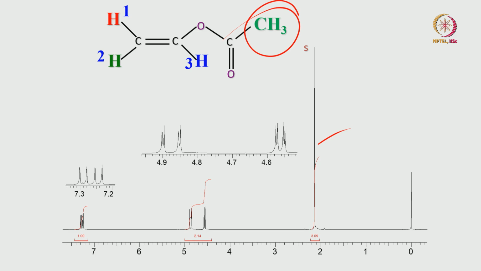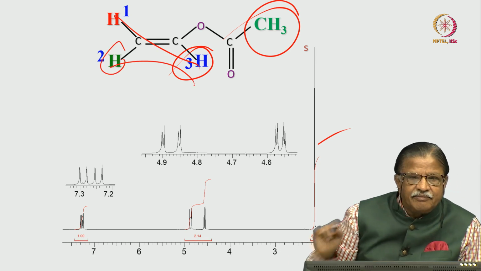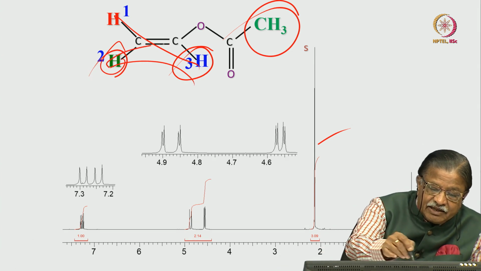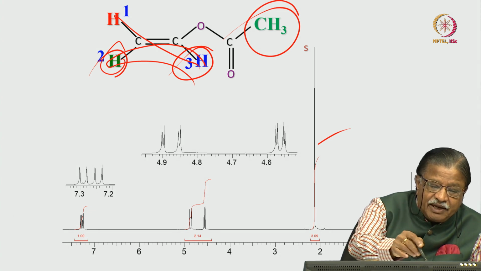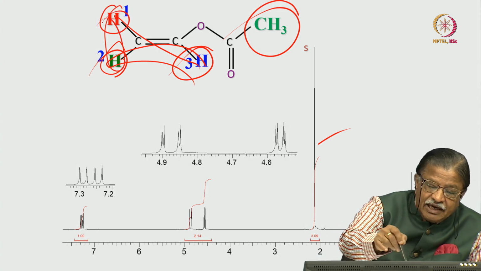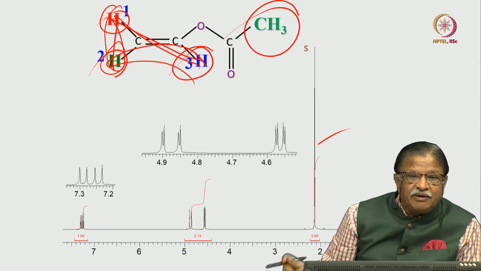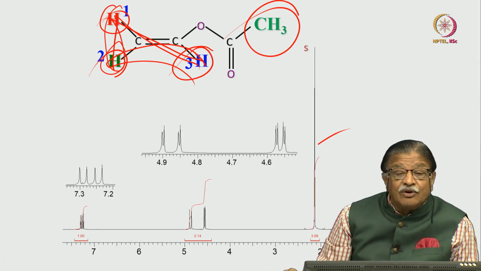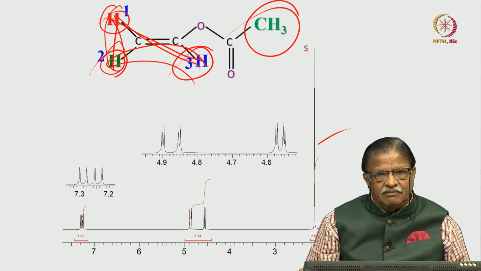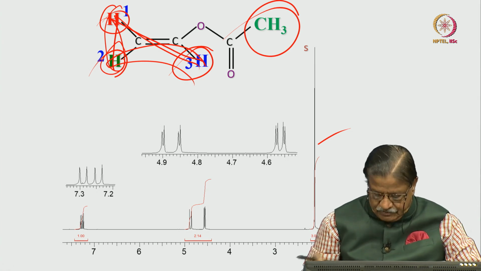Now look at this; if you want to analyze this, you have to consider this one. This proton experiences one trans coupling, a large coupling, and one cis coupling. Look at this proton: it experiences one cis coupling, 3 bond vicinal coupling, and one geminal coupling, whereas this proton experiences one trans coupling and one geminal coupling. They are all of different strengths. So looking at the multiplicity pattern and the separation of the peaks, you can assign which is which here, very simple.